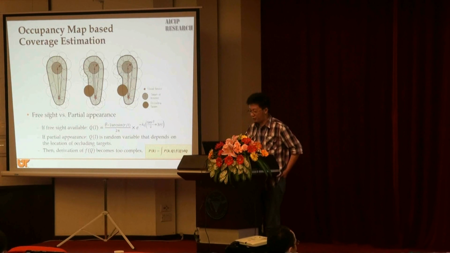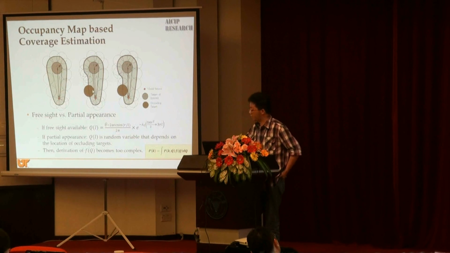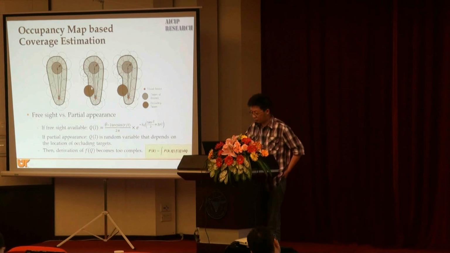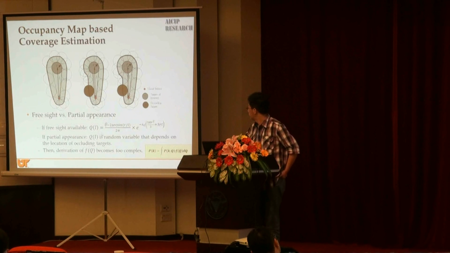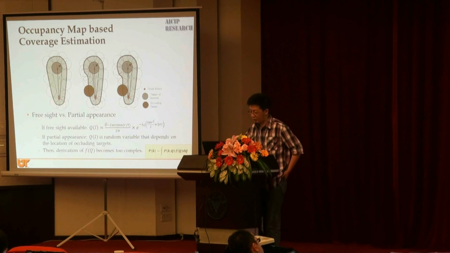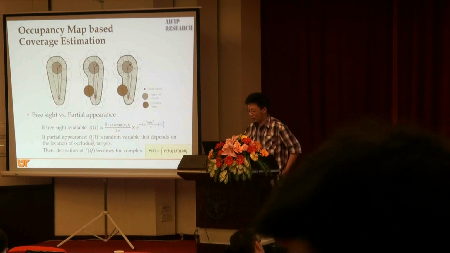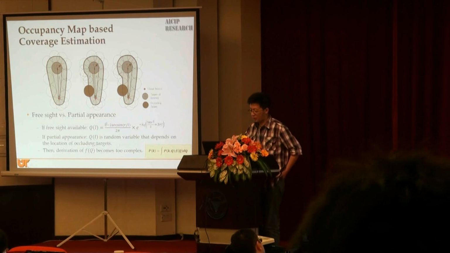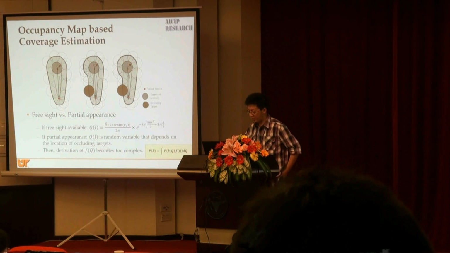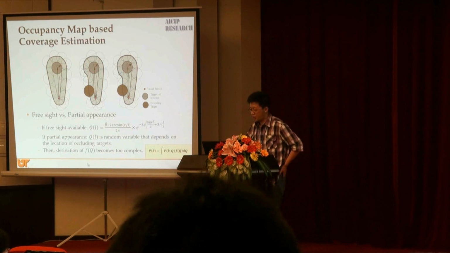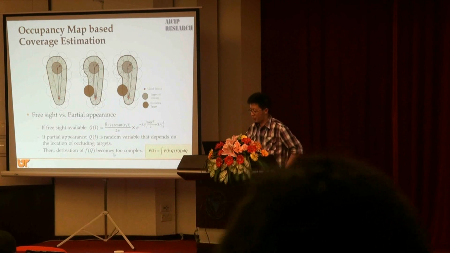Here we introduce free sight, where there is no target in the occlusion zone, or partial appearance. If free sight is variable, QL can be denoted as this portion. But with partial appearance, QL is a random variable that depends on the location of occluding targets. Then the derivation of F2 becomes too complex.